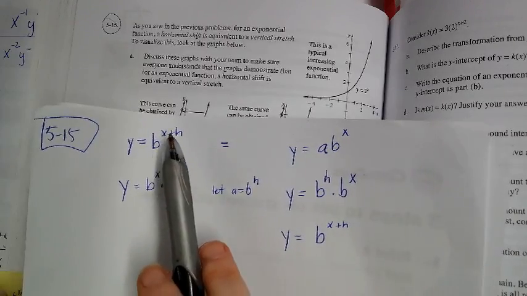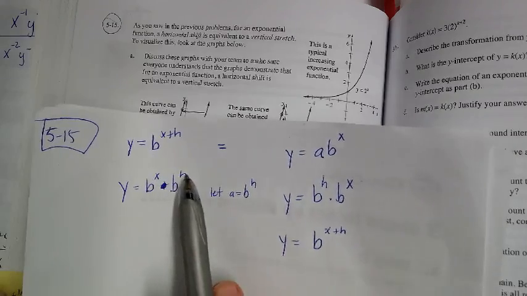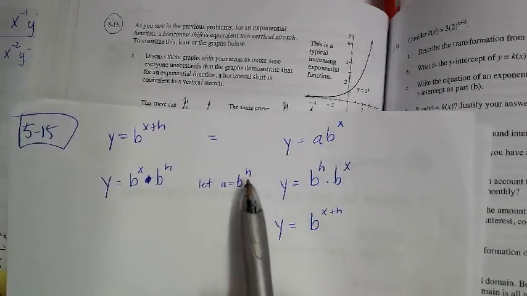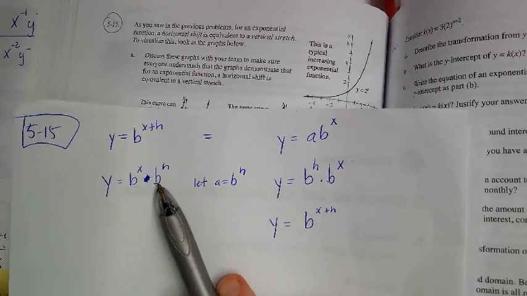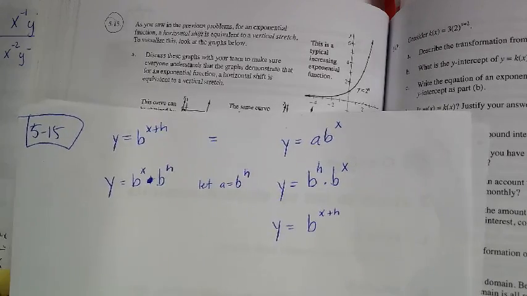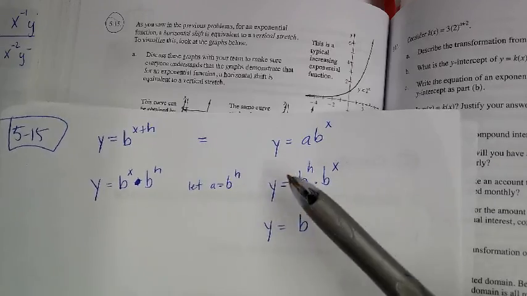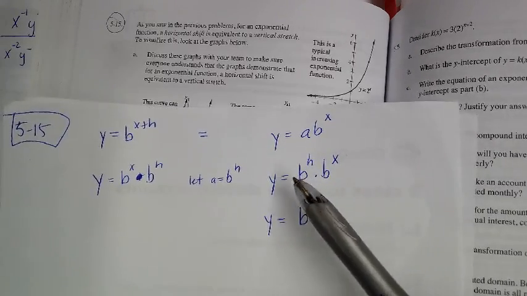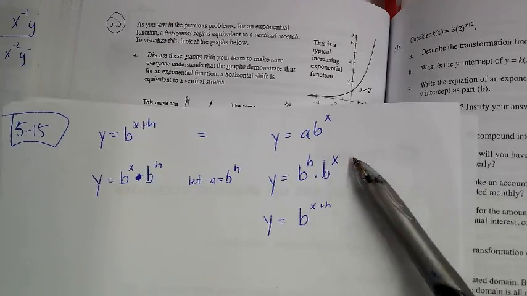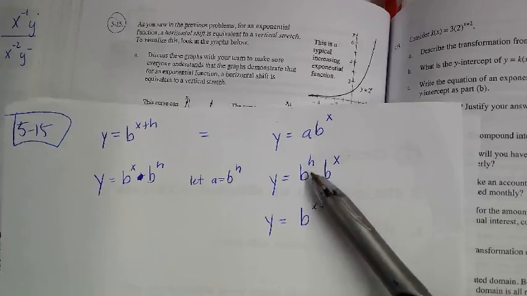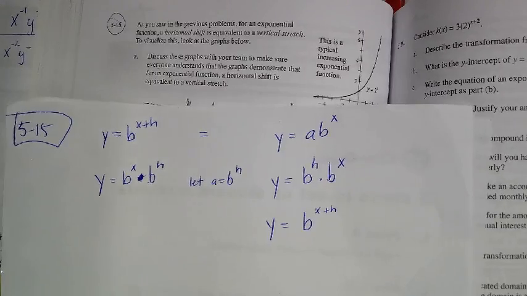So first I'm going to take this apart so that it's b to the x times b to the h. And then I'm going to let a equal b to the h. So now I've got b to the x times a, which is basically this. I'm just showing that these things are equivalent. If this is b, and I let them switch, like b to the h times b to the x, we said b to the h we let equal a. So that's a times b to the x.